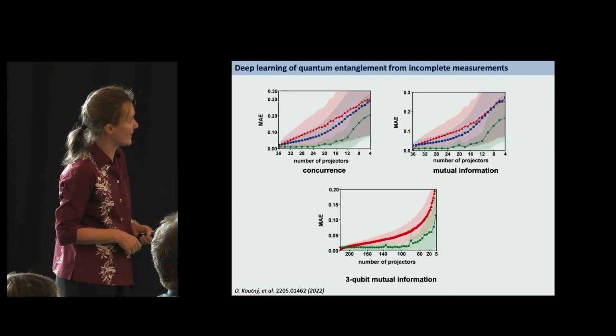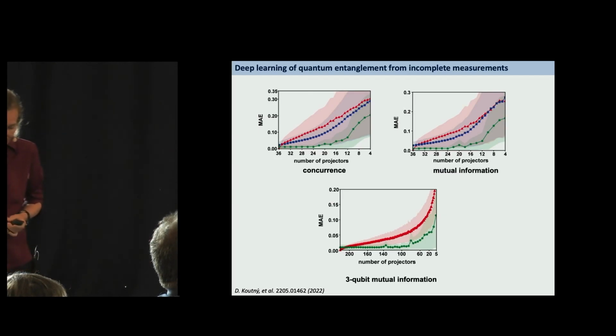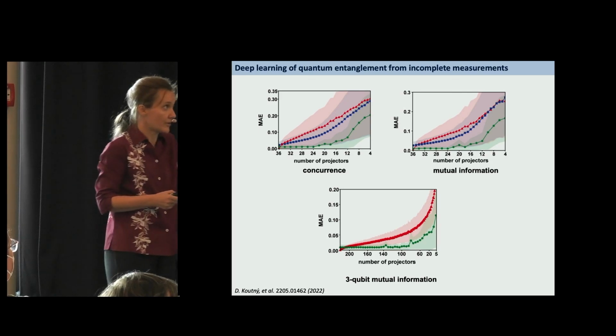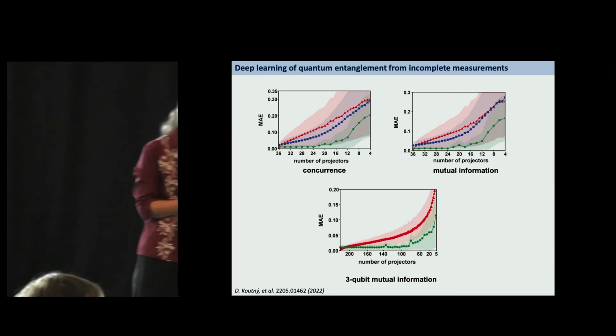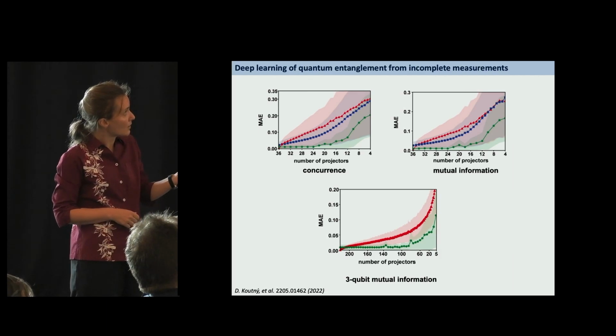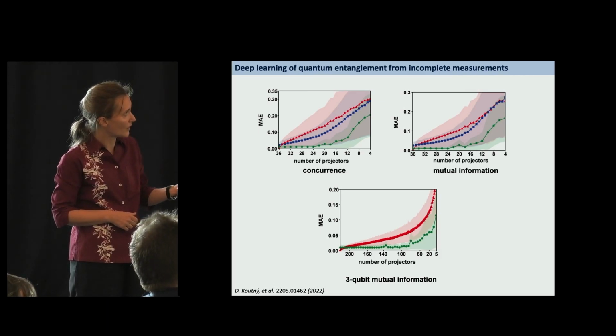So let's see what we did. We have looked into 2 different quantifiers in 3 different cases. So this is here bipartite entanglement, and this is a 3-qubit entanglement. Here, for bipartite, we use concurrence.